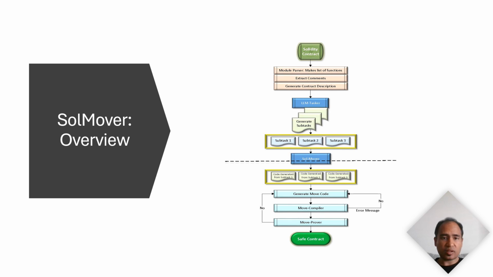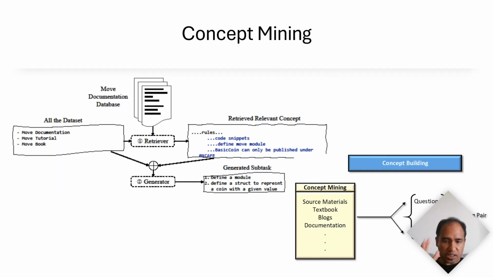That is done with two LLMs. The first part is where we understand the concepts. The second part generates code based on each of those subtasks. It takes those subtasks and generates very small parts of code which get stitched together and go through an iterative verification process. Now let's look at each part of this whole pipeline.